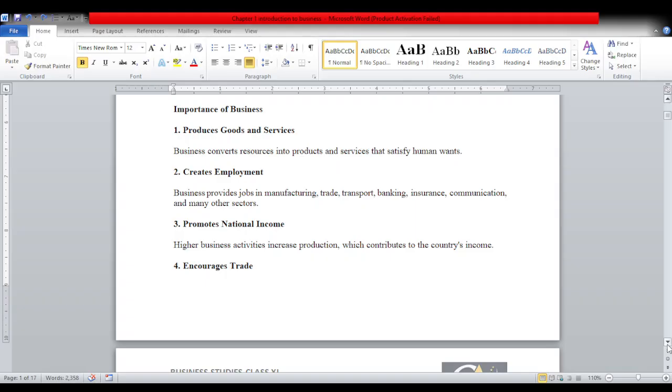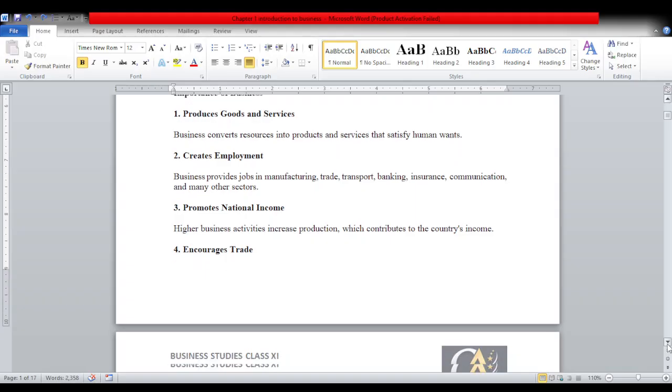So this is how business helps to promote national income in different ways. They help through increasing the production. They help through producing different goods and services for the economy. So as much as they produce, it will promote the national income. Higher business activities increase the production, which contributes to the country's national income.